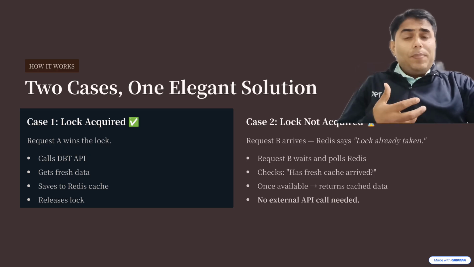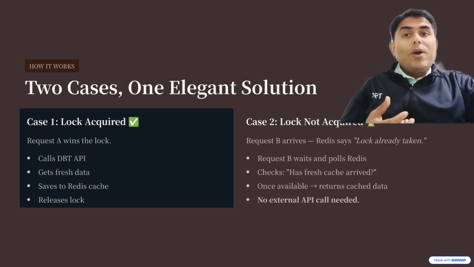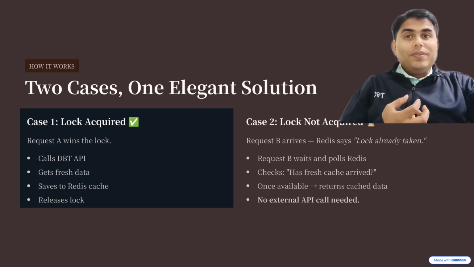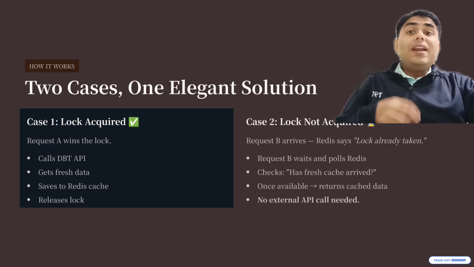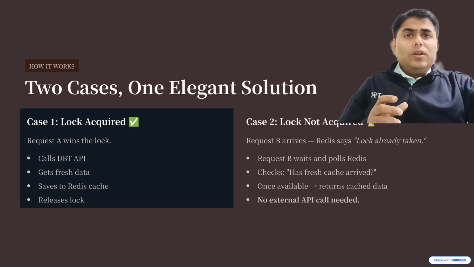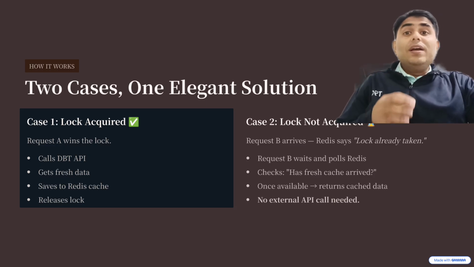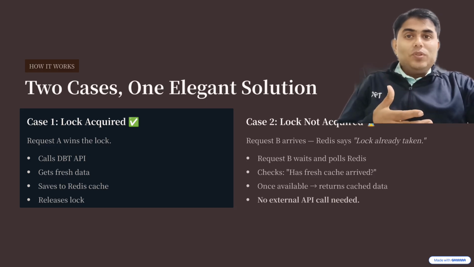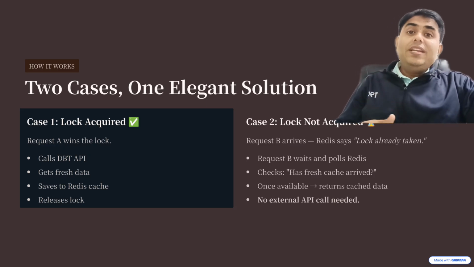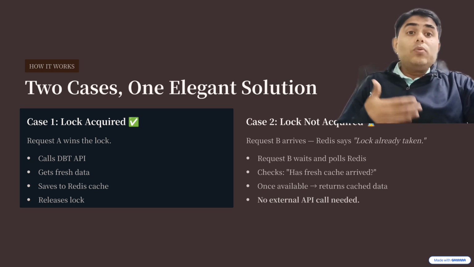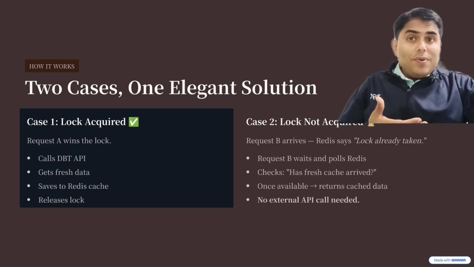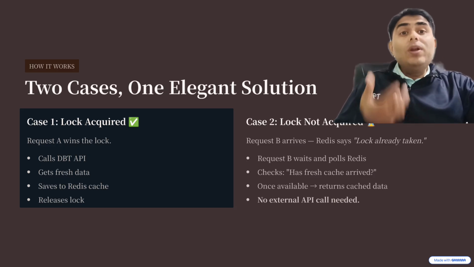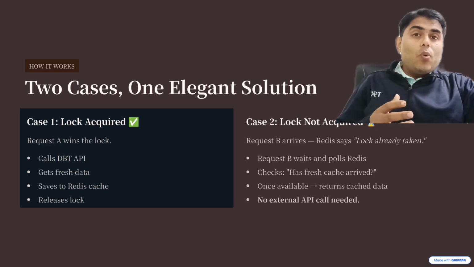So the flow in a simple way: lock acquired, request A gets the lock, calls the DVD API, gets fresh data, saves it in the Redis cache and releases the lock. Done. For the case where the lock is not acquired, request B comes, Redis says the lock is already taken, so request B waits. It keeps checking the Redis data constantly. Has the fresh cache arrived? Once the cache is available, it returns the data. No external API call needed.